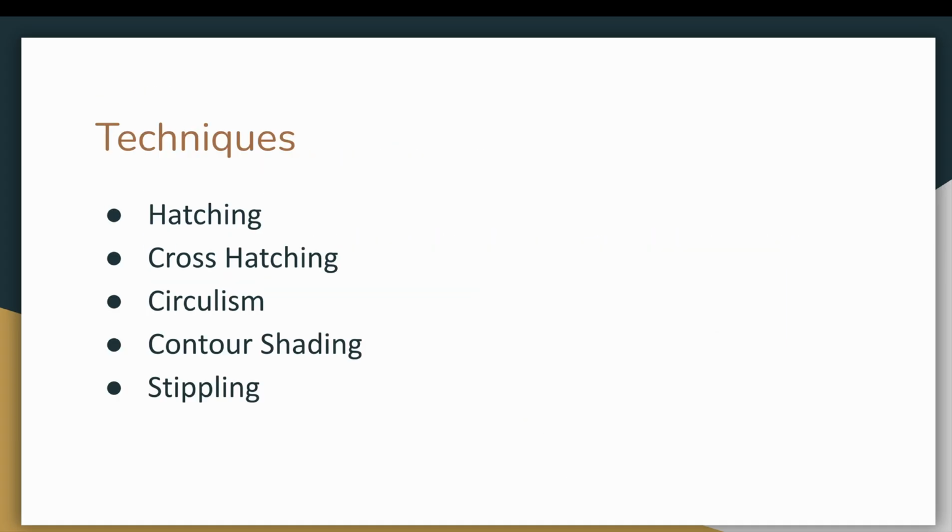So these are the 5 that I just discussed: hatching, cross hatching, circulism, contour shading, and stippling.